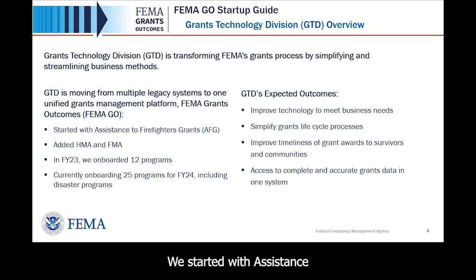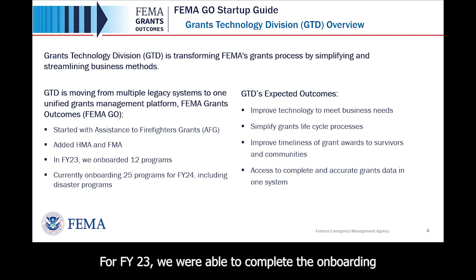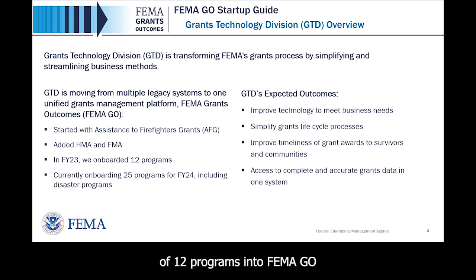We started with Assistance to Firefighters, AFG, then added HMA and FMA. For FY23, we were able to complete the onboarding of 12 programs into FEMA Go, and we are currently onboarding 25 additional programs for FY24, including multiple disaster programs.